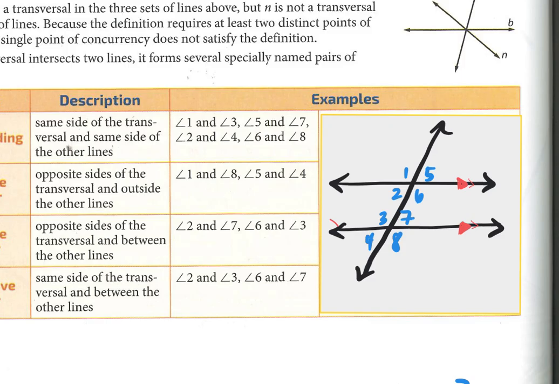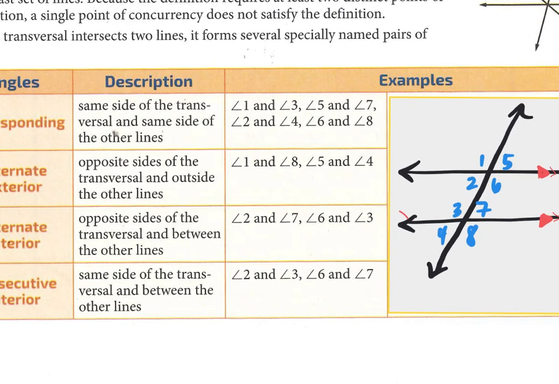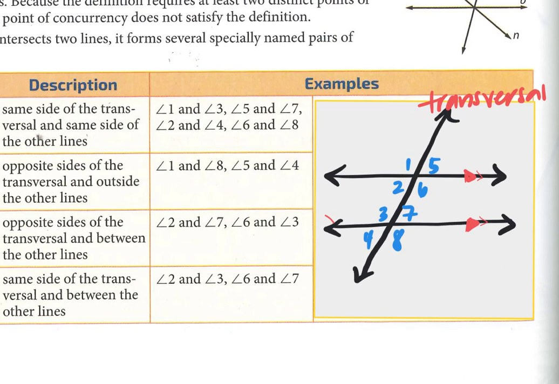So now, with these definitions, the first one is corresponding. Corresponding angles are on the same side of the transversal. So remember, this right here is your transversal. So corresponding are on the same side. So you've got 1, 2, 3, and 4 that are on one side, and 5, 6, 7, and 8 that are on the other. But they are also in the same position.